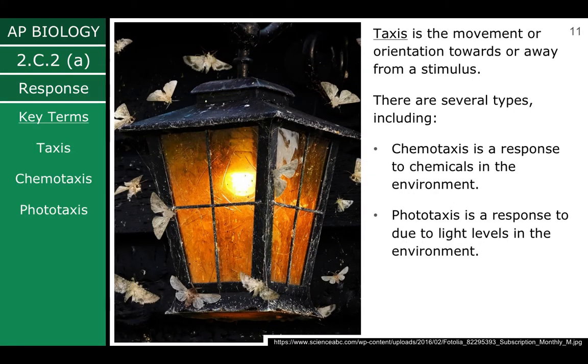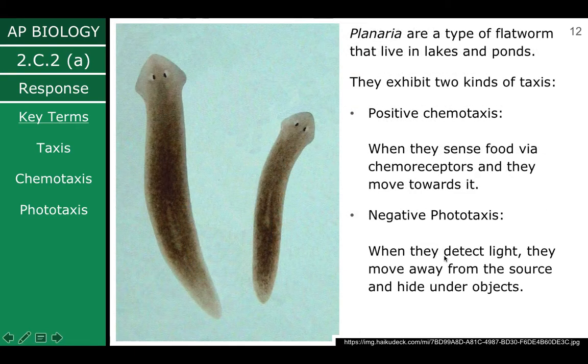Okay, so these ones are pretty interesting. This is taxis, the movement or orientation towards or away from a stimulus. We'll look at chemotaxis, which is a response to chemicals in the environment, and phototaxis, which is looking at light. Anytime you see that word photo, we're always talking about light. So to start off, planaria are a type of flatworm that live in lakes and ponds, and they actually exhibit two kinds of taxis, which are positive chemotaxis and negative. Positive chemotaxis, when they sense food via chemoreceptors and move towards it, and negative is when they detect light, they move away from it.